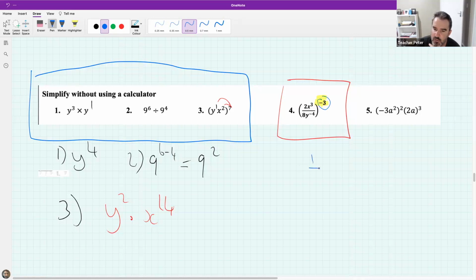Or you made it 1 over. 1/3 is an exponent. And then the 8, I also put in brackets, I made it 2 to the power of 3. Okay, so that 8 became 2 to the power of 3. And then you had a y to the minus 4. And then you had the 2.